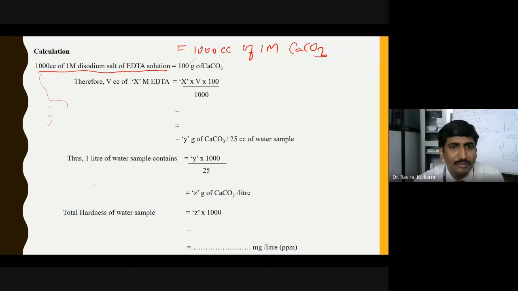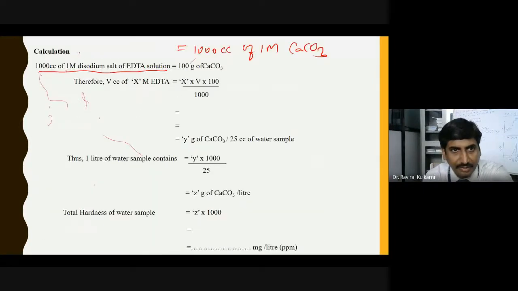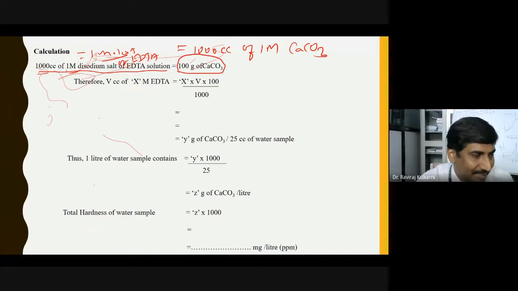1000 cc of 1 molar solution means what? It is 1 molecular weight of EDTA. Here I would have written, this is nothing but 1 molecular weight of EDTA, because 1 molecular weight of any substance dissolved in 1 liter is 1000 cc. So what is the molecular weight of calcium carbonate? 100 gram. I want it in gram, I don't want it in volume. That's the reason I have written 100 gram of calcium carbonate.